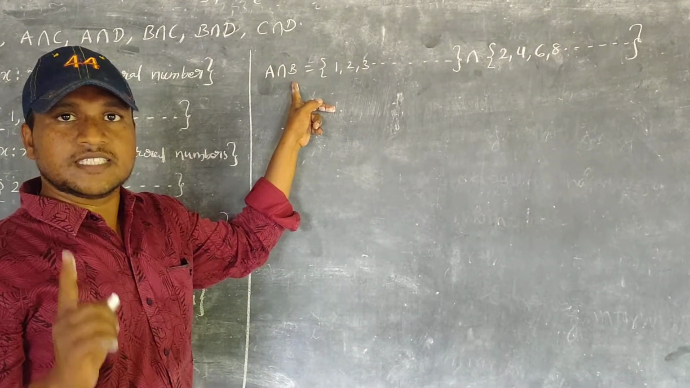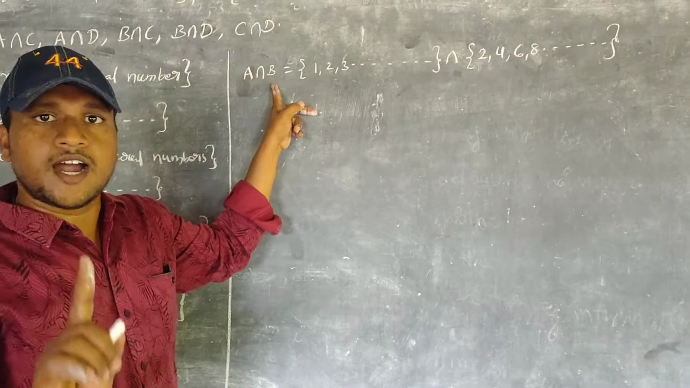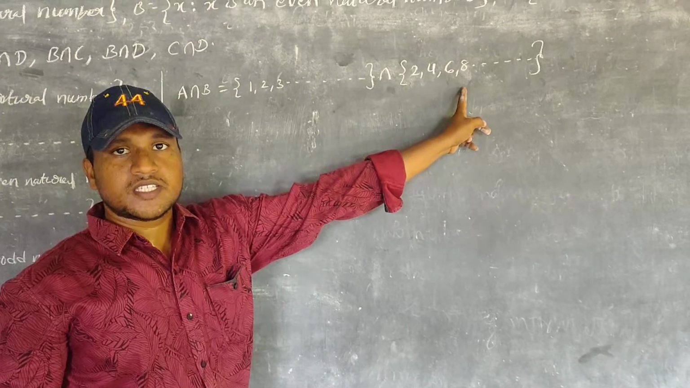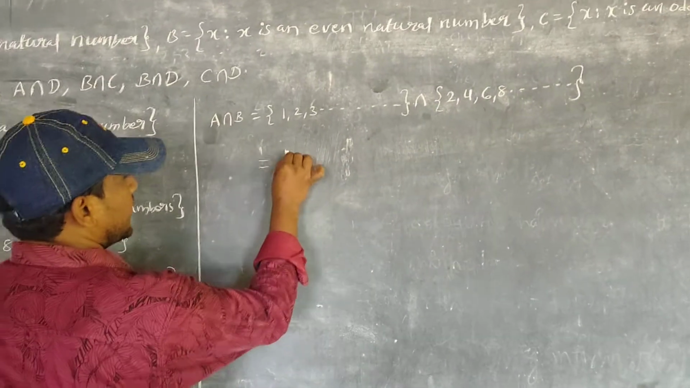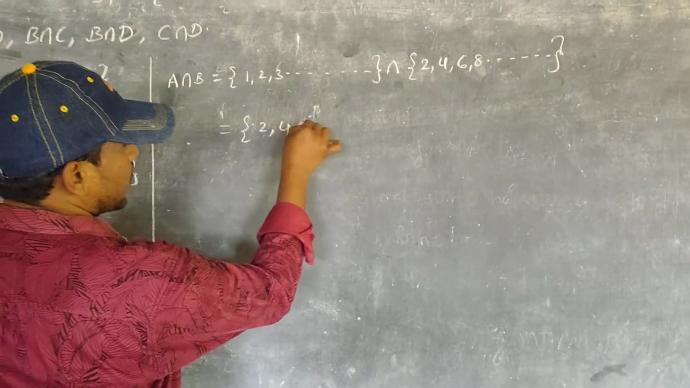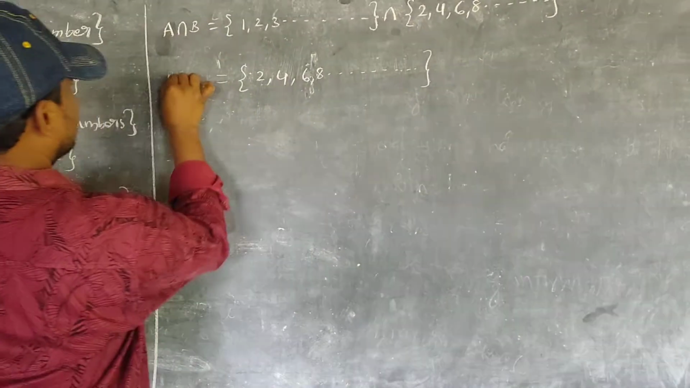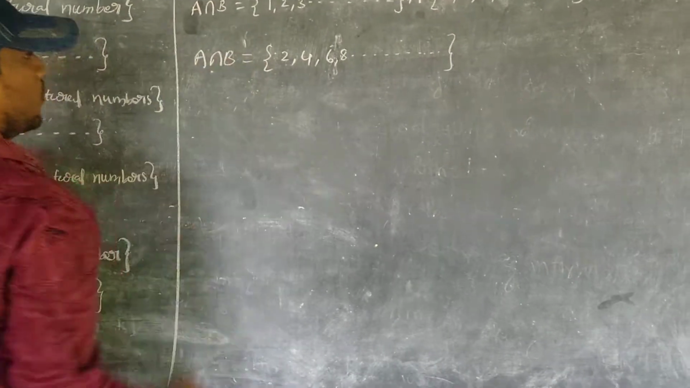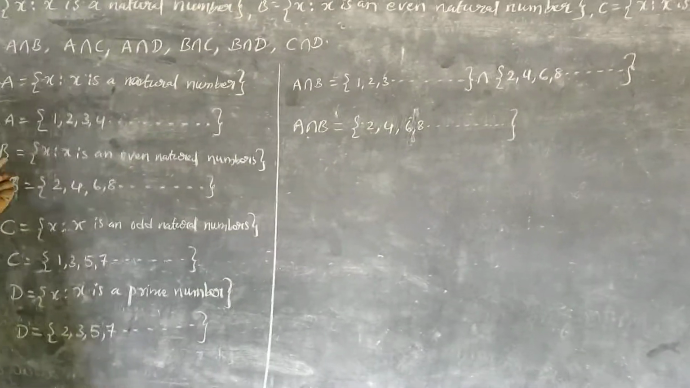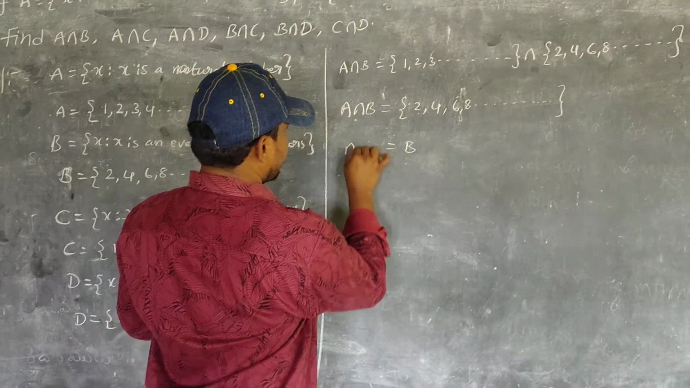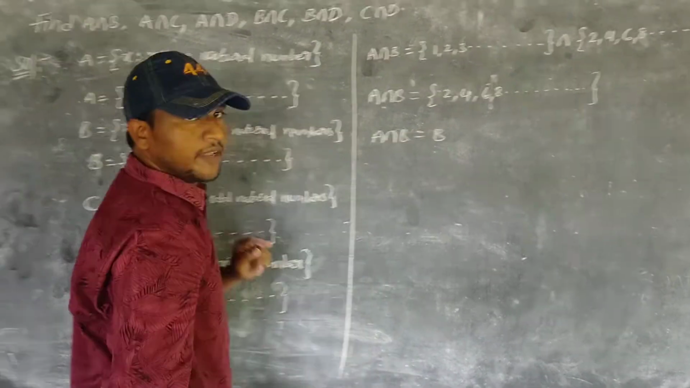Intersection means the elements common to sets A and B. Only even natural numbers are common. Write it: 2, 4, 6, 8 and so on. That is the even natural numbers, which is set B. So A intersection B is equal to B.